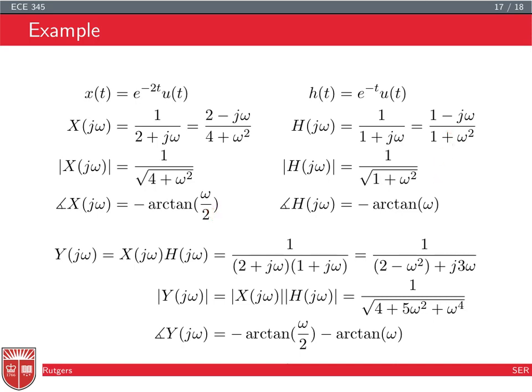And same thing here, you can get the magnitude of H of j omega and the phase, and then you can apply the property that the magnitude is the product here, and the phase is the sum of the phases.